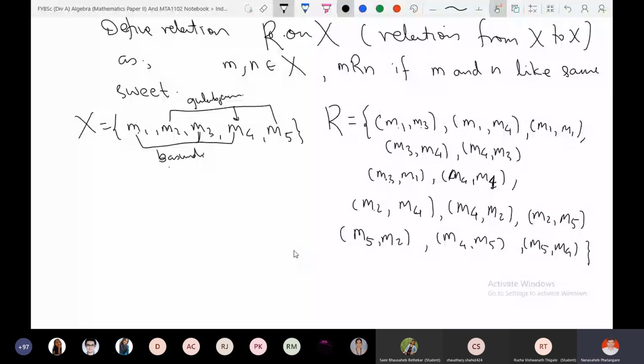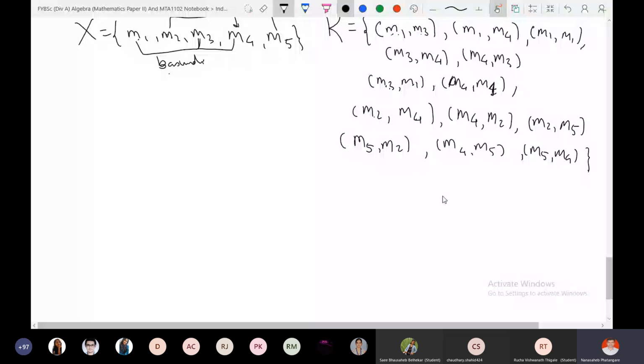Right. So we have considered all the pairs and this is a relation. And once we understand what is the meaning of relation, what does it mean? With respect to this relation, M1 is related to M3, M3 is related to M1 and so on. And so this set gives clear information about the relation among the family members. Right.